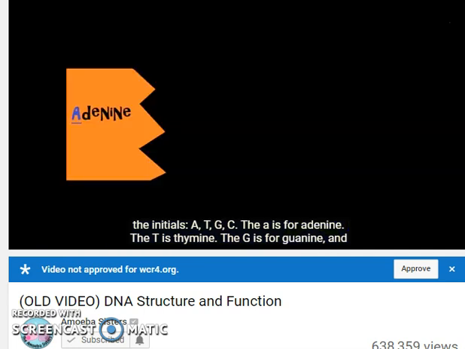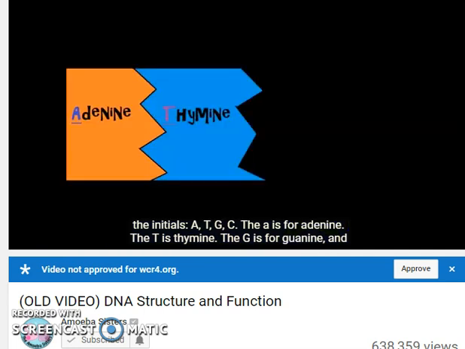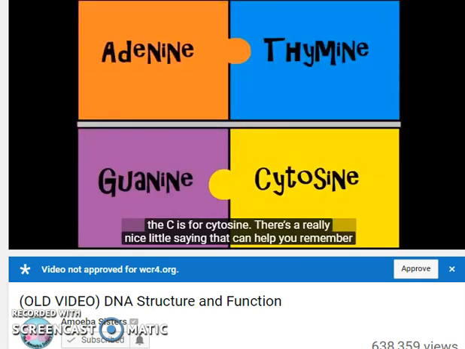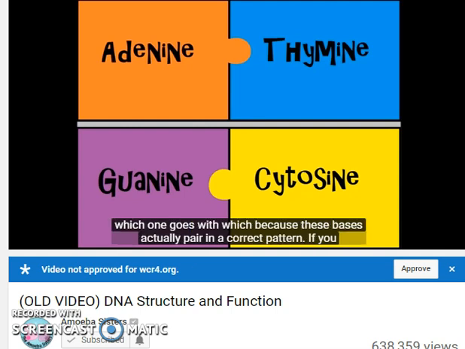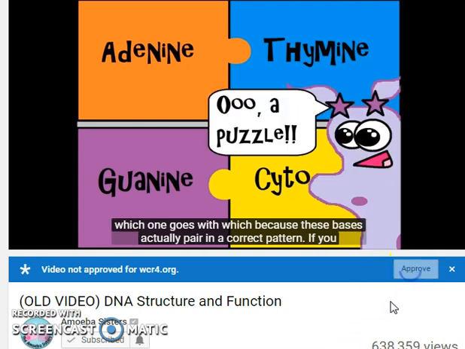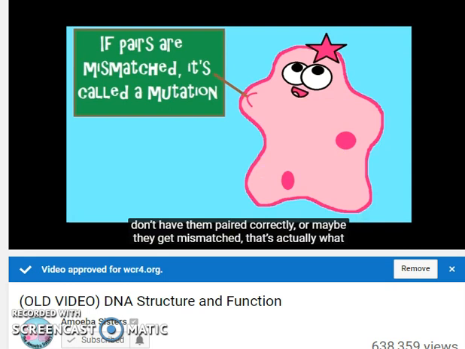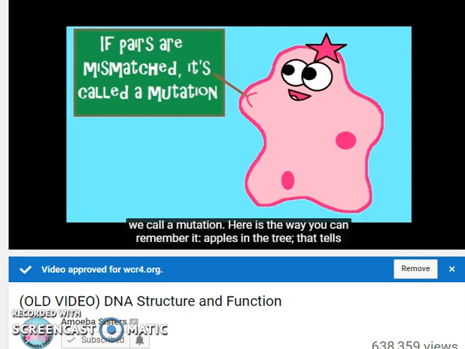The A is for adenine, the T is for thymine, the G is for guanine, and the C is for cytosine. There's a really nice little saying that can help you remember which one goes with which, because these bases actually pair in a correct pattern. And if you don't have them paired correctly, or maybe they get mismatched, that's what we call a mutation, which we'll get to a little bit later.